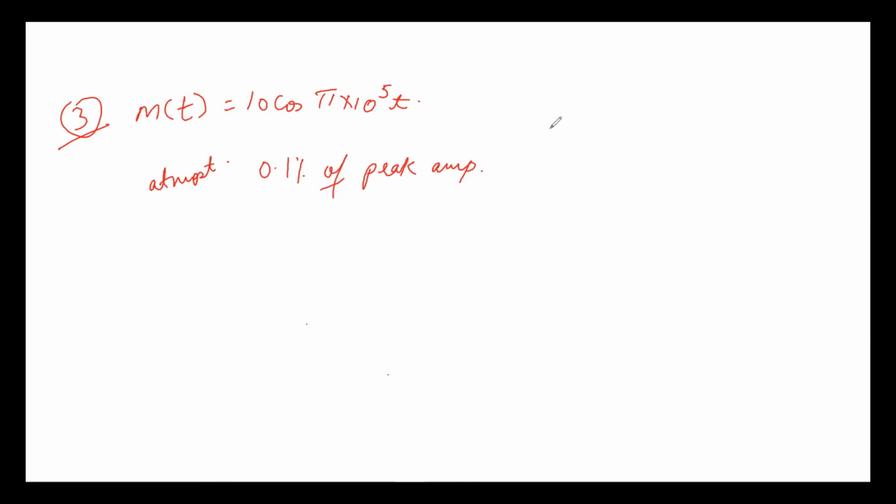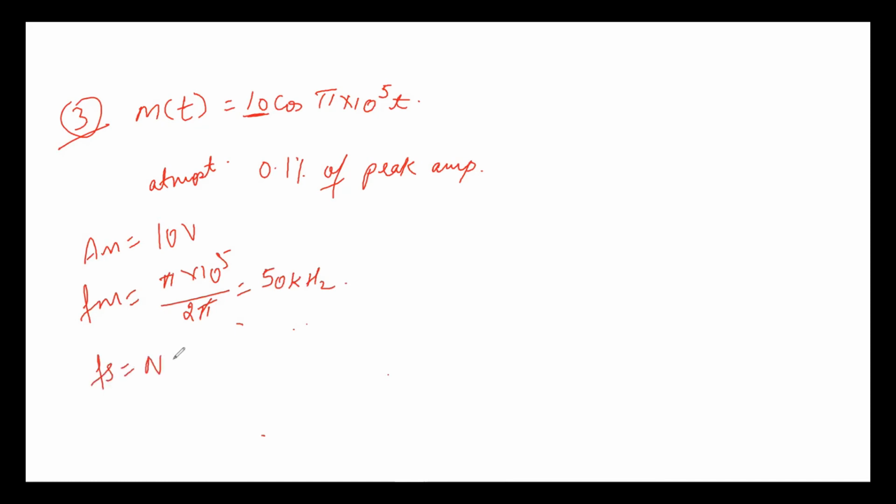So the message signal, is it audible? Okay. So message signal is given as 10 cos pi into 10 to the power 5t. From here, your Am will be 10 volt. What will be your Fm? Fm will be pi into 10 to the power 5 divided by 2 pi. So pi will get cancelled. I think it will be 50 kilohertz. Now, what will be your Fs? Fs we take as Nyquist rate. Nyquist rate is given as twice Fm. So twice of Fm, it will be 100 kilohertz.